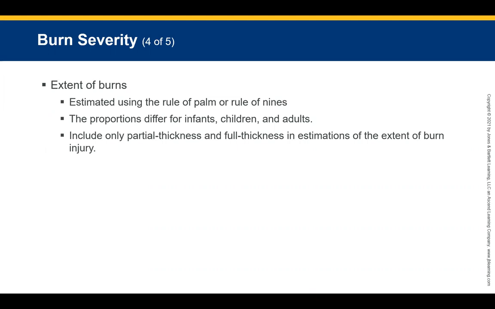I would definitely know what the rule of palm is and what the rule of nines is. The rule of nines estimates the extent of a burn by dividing the body into sections, each representing about 9% of the total body surface area. The proportions differ for infants, children, and adults. When you calculate the extent of a burn, include only partial and full thickness burns. Document superficial burns, but do not include them in the body surface area estimate of the extent of burn injury.